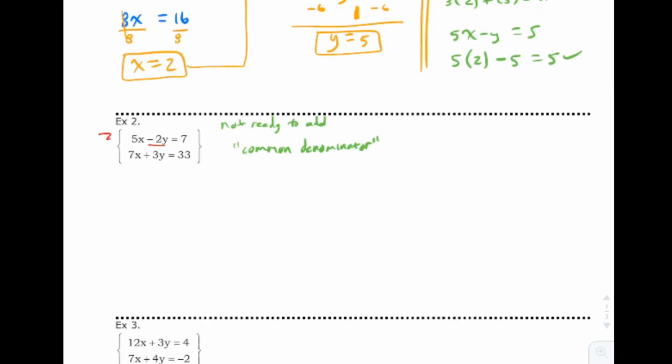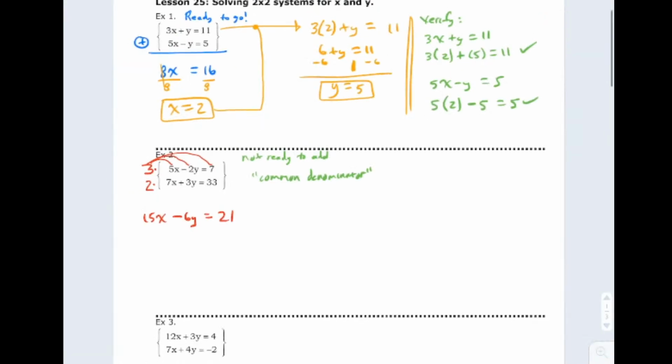So I'm going to take this first equation and multiply it by 3. The second equation, in order to make that a 6y, I'm going to have to multiply by 2. So you multiply the top equation by 3 and the bottom equation by 2. Now what's important here is you have to make sure you're multiplying all the way across. 3 times 5x is 15x. 3 times negative 2y is negative 6y. 3 times 7 is 21. Make sure you're multiplying both sides of your equation by 3. Everything all the way across.